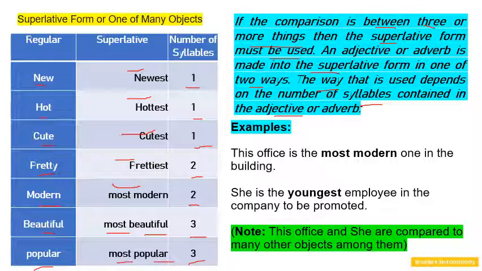Example in the sentences: this office is the most modern one in the building. Inside the building, there are many offices. In your mind, you compare just this office to other offices in the building. She is the youngest employee in the company to be promoted. The office and she are compared to many other objects among them.